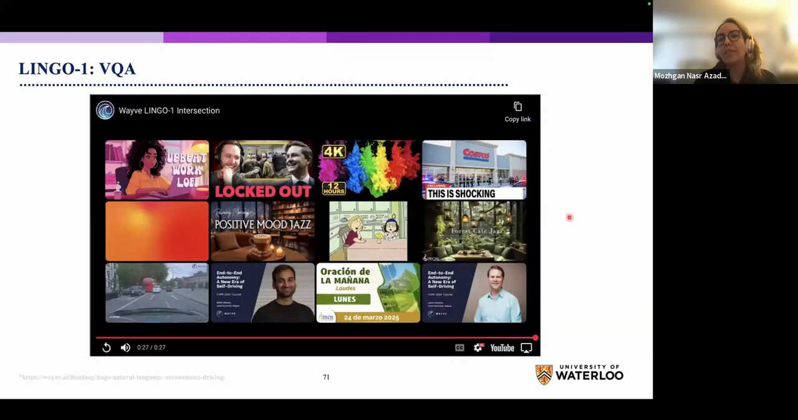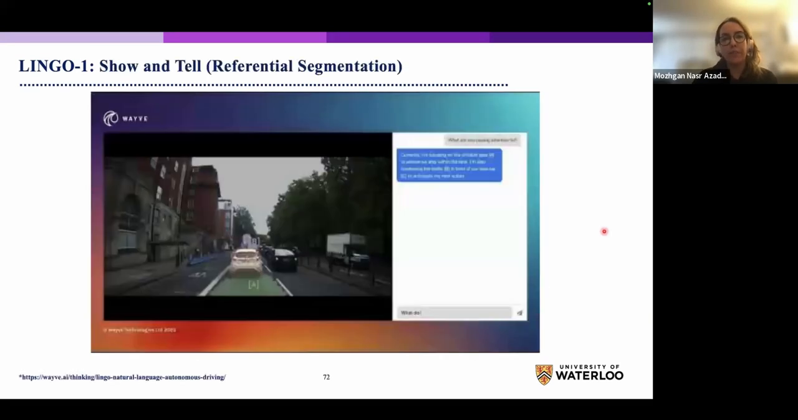And at the end, when we ask, for example, when can you go? It says when the traffic light is red, but it's a very simplistic answer because, sorry, the traffic light is green, but we already know that this is not good enough.